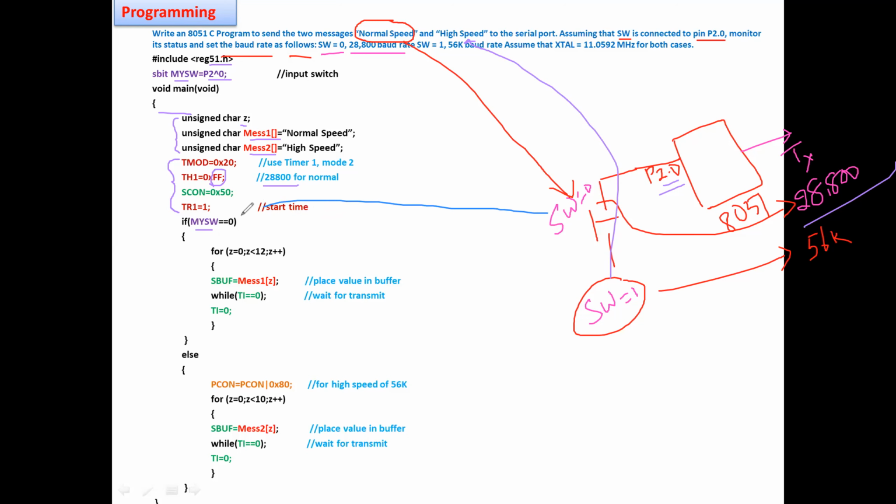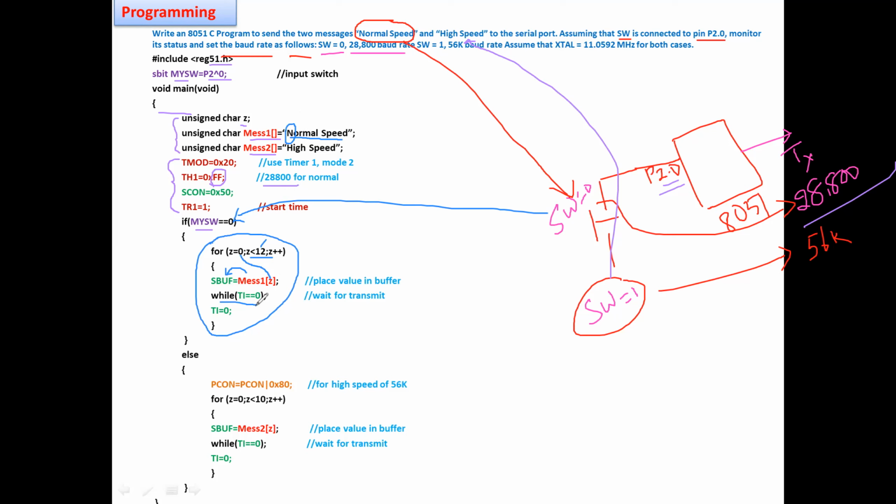For this condition, I'm going to check my switch is 0. Yes, it is 0. What I can do is I'll put my for loop. So I will have a condition that z is less than 12, because here you can count how many elements are there. So accordingly, you can put what is the maximum element. Now if z is 0, then the first element is going to be put in the SBUF. So whatever the SBUF has, that will be transmitted.